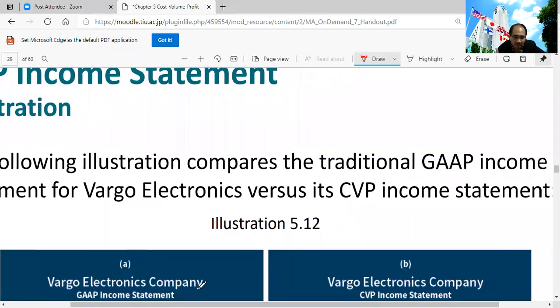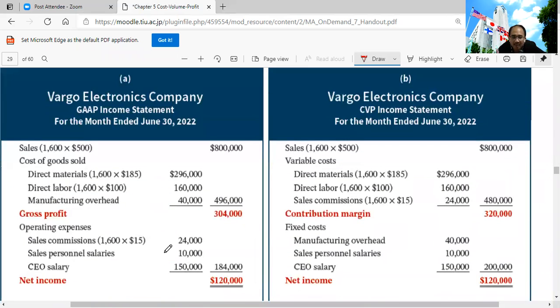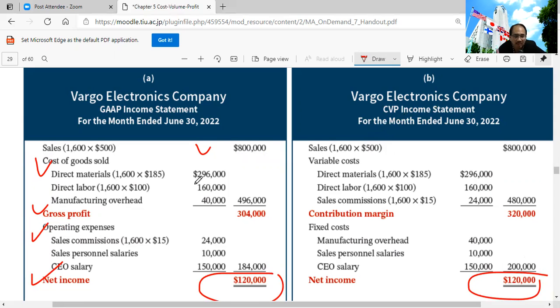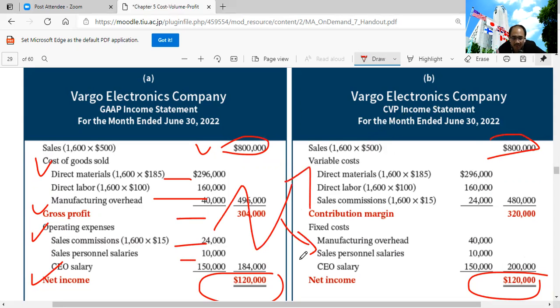You can see the GAAP report that you learn in accounting. In panel A, you see sales, cost of goods sold, direct material, direct labor, manufacturing overhead, the gross profit you get, and then minus any operating expense, you will get the net income. So yes, under managerial accounting, net income will be the same because at the end they are the same, and sales are also the same. But we need to reclassify these costs into variable and fixed, that's all.